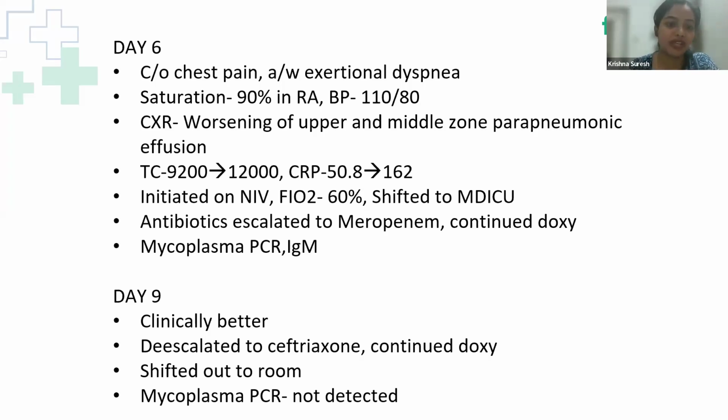Then the patient was shifted to MDICU, and from there, antibiotics were escalated to meropenem, and doxycycline was continued. On that day, mycoplasma PCR and IgM were sent. On day 9, the patient was clinically better, was de-escalated to ceftriaxone, and doxycycline was continued. He was shifted out to a room, and mycoplasma PCR was not detected.